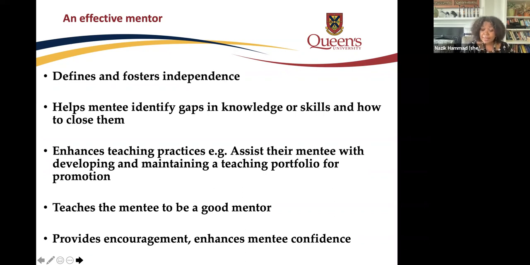And then this comes again to the complexity that most of us, especially in Africa, find ourselves in, a complex spot where you're a mentee and also a mentor. So when you're a mentor, you need to teach your mentee how to be a good mentor. And of course, you provide encouragement and enhance mentee confidence. And we will be talking about several ways you can enhance the mentee confidence.